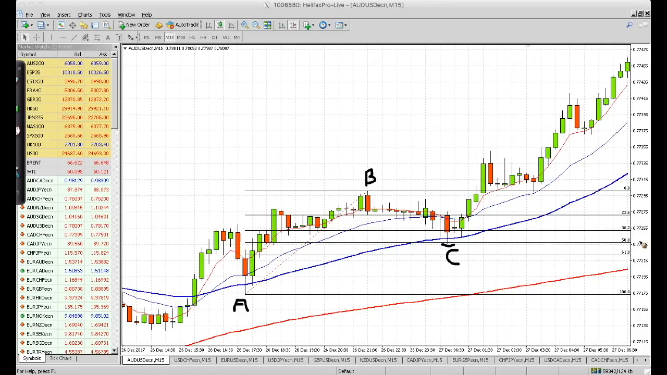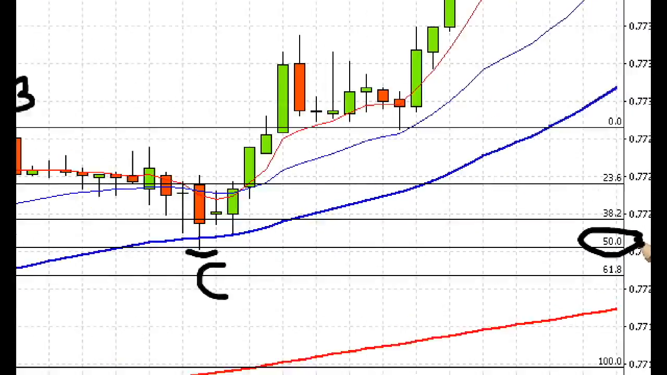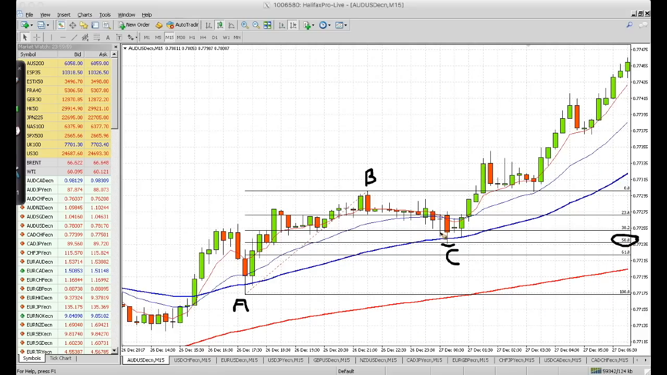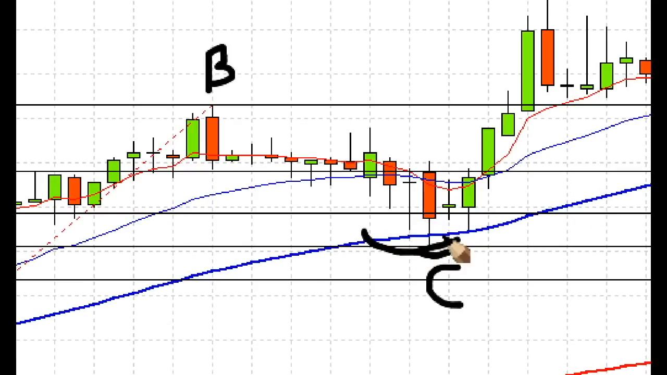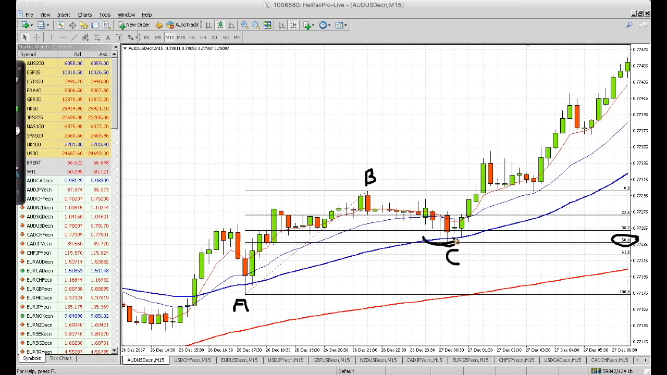let me just give you a second. Again, this is at the 50% level. 50% level, right? And again, it is finding support at the 50 moving average. So moving average support, Fibonacci support, high confluence buy area. And that's how we catch the next wave up.